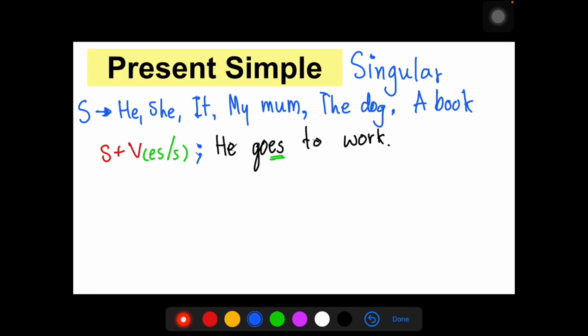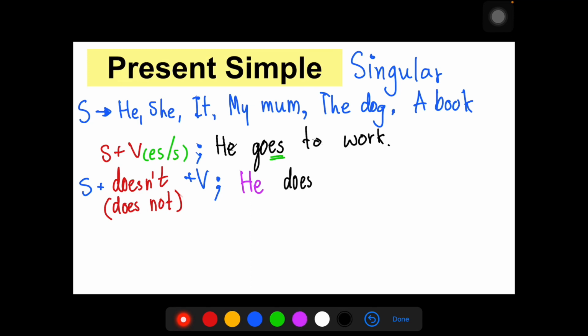Or in the negative sentence, we need doesn't to help it. Subject again with doesn't, which is the form of does not. Also followed by the verb without adding anything. For example, he doesn't, and then the verb doesn't add anything. Go to work.